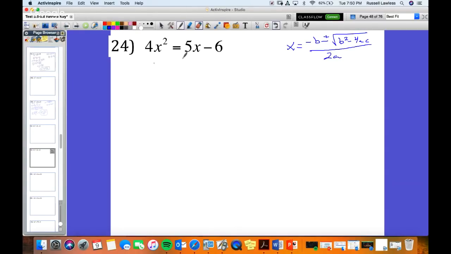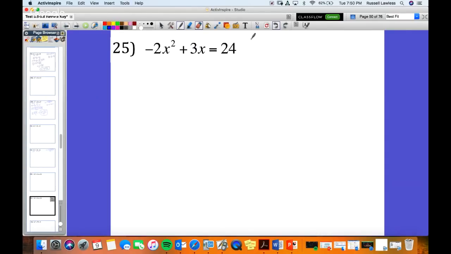So again, we're identifying by getting everything on one side. I like to have it where, oh, you know what? Let's do 25. Let's do 25 because of this.